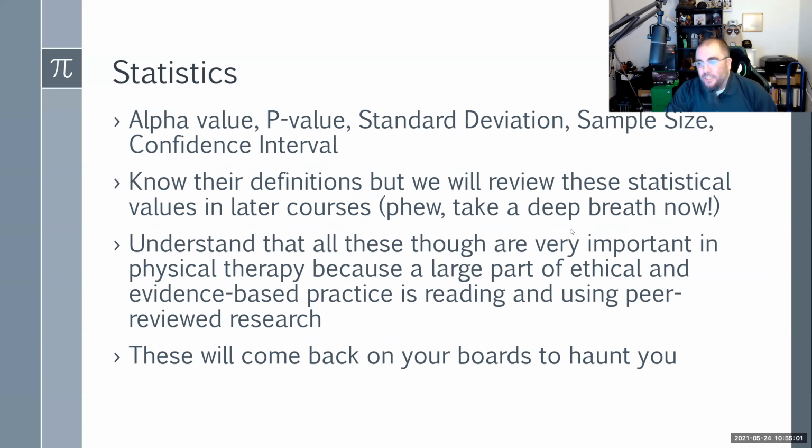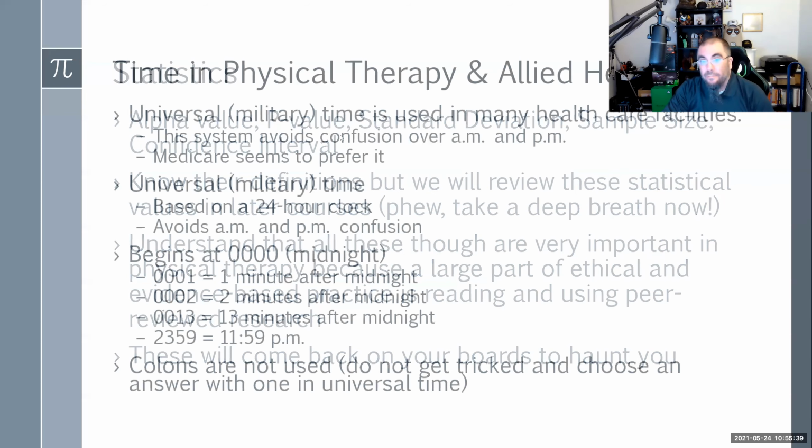So what you have to know is the definitions. Don't worry about doing the statistics of alpha value, p-value, standard deviation, anything like that. These are all important in physical therapy because a large part of our practice is evidence-based practice, right? These words will come back to haunt you on your boards. And again, the good news is for your boards, you just have to know the definition. They're not going to give you a piece of research and expect you to pull the p-value out of that research. So take a deep breath there, right? But they will expect you to be able to define alpha and p-value because it's honestly gotten more important even since I went to school back when I wrote on dinosaurs.